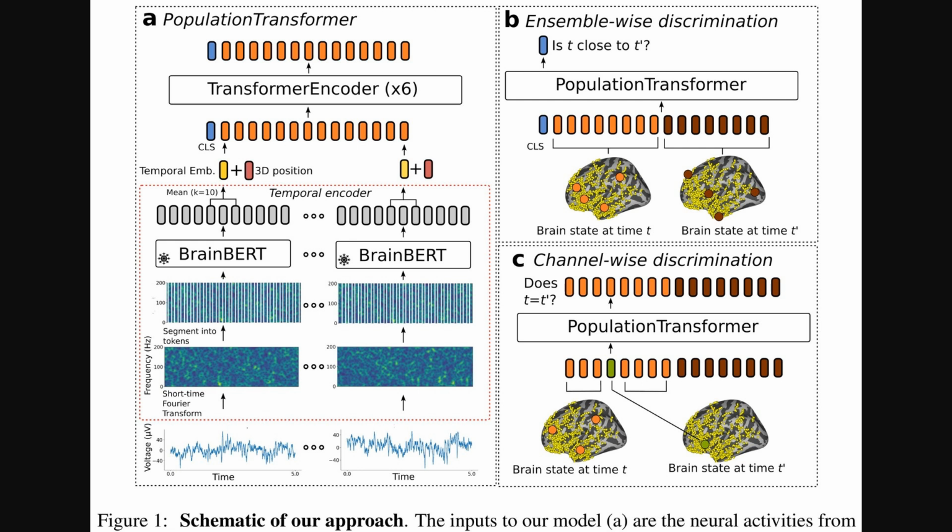Then, panels B and C show its self-supervised learning. It learns by figuring out if brain activities are sequential, or if a channel's data is mismatched.